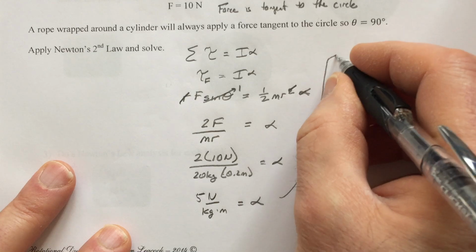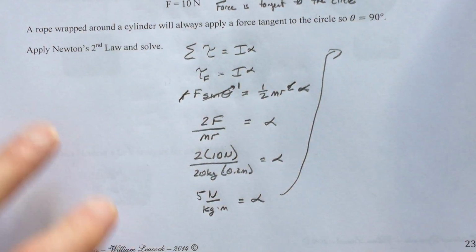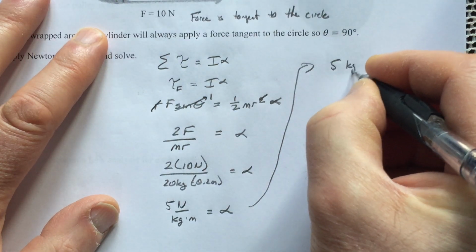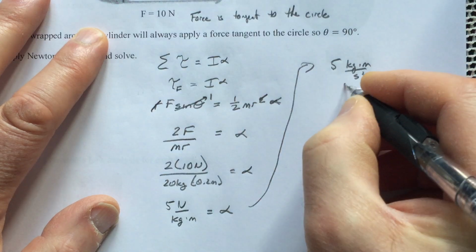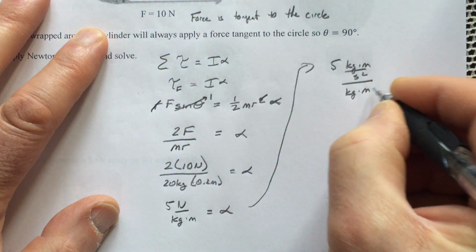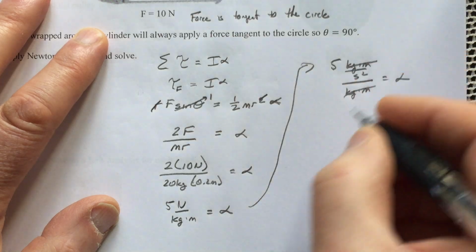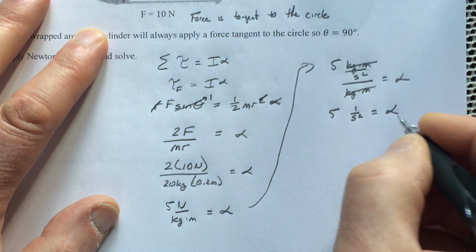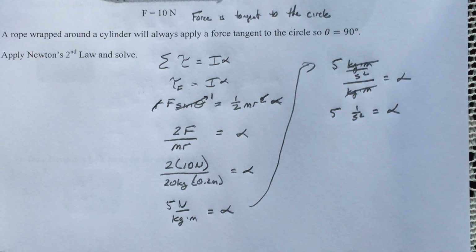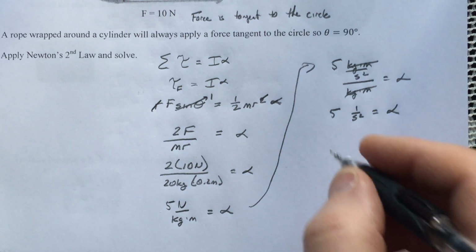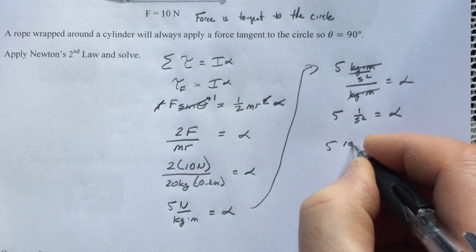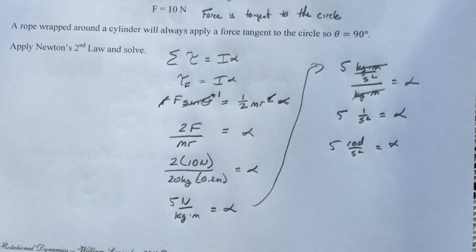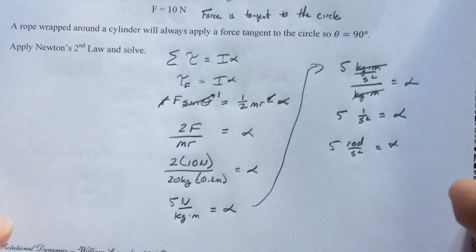Let's go up to the top here. Let's deal with those units. We know that a newton is a kilogram meter per second squared, excuse me. Kilogram meter per second squared divided by kilogram meters equals alpha. Well, that drops out. That becomes 5 times 1 over second squared equals alpha. Now remember, we said radians is kind of like a non-unit, so we could actually throw it in here just to make more sense out of it. 5 radians per second squared equals my alpha. All right, flip the page over.